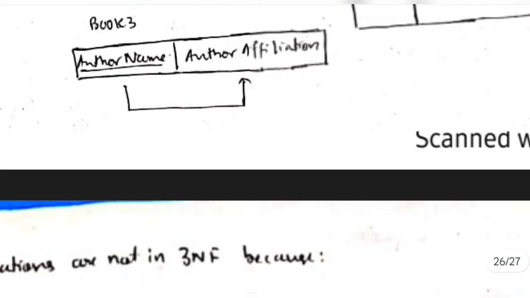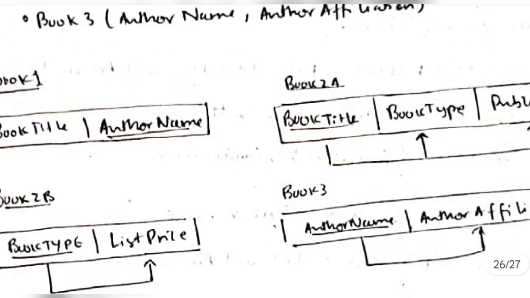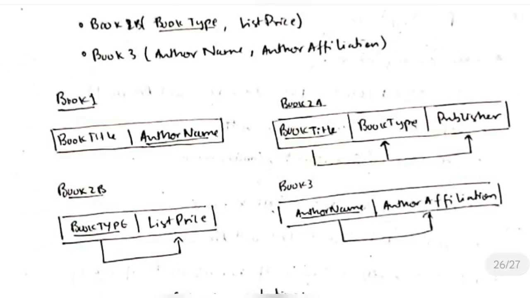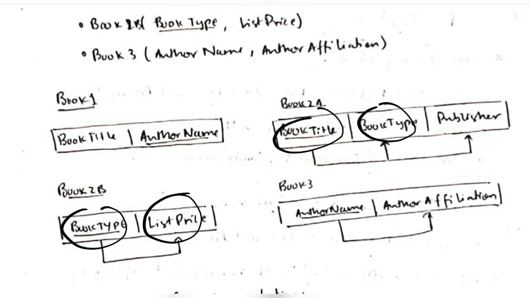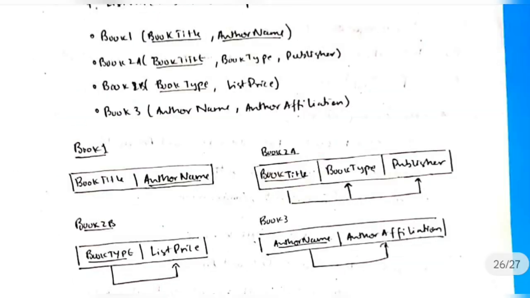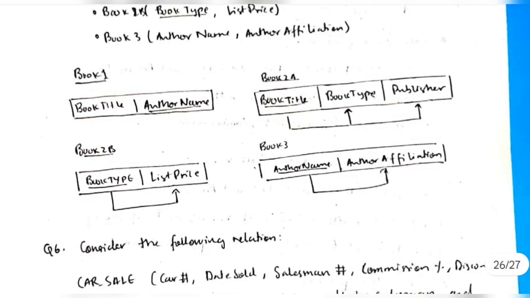So if we do 3NF, we will get book title with book type separate, and book type and list price separate. Now it is in 3NF. After reaching 3NF, that's the maximum we can reach here. Fourth and fifth normal forms do not apply here. So this is the final answer.